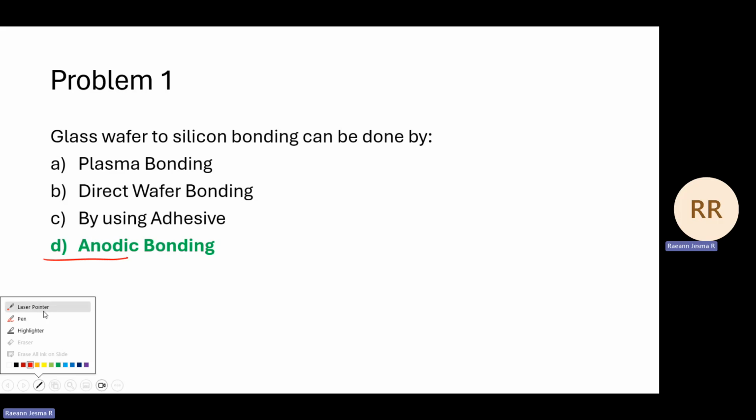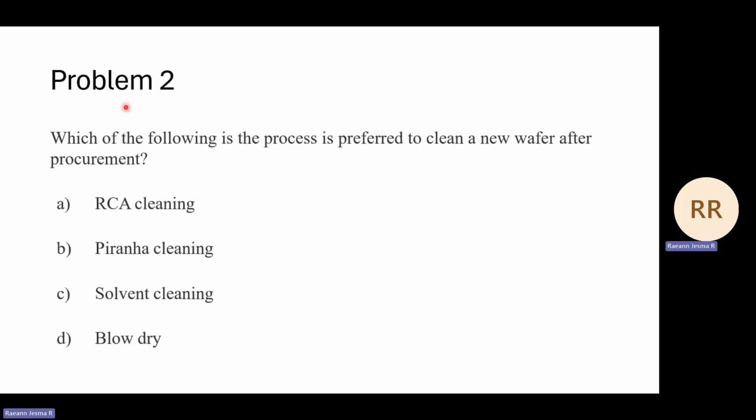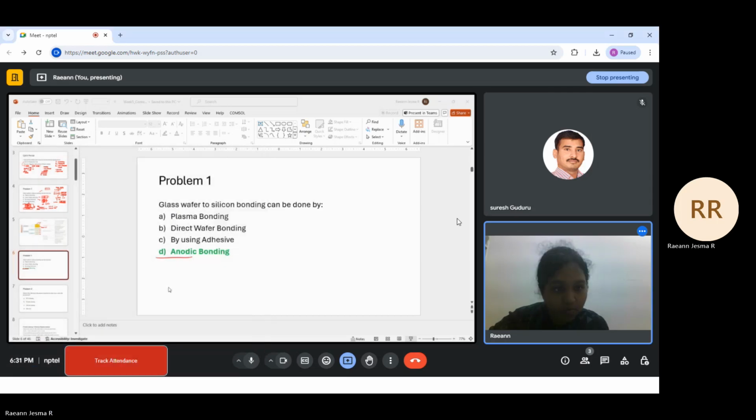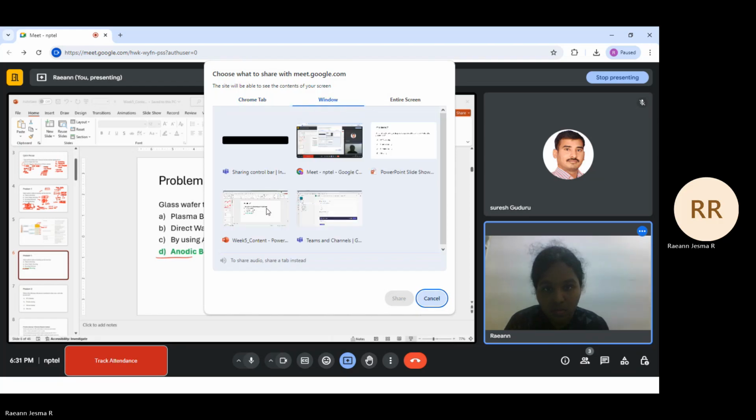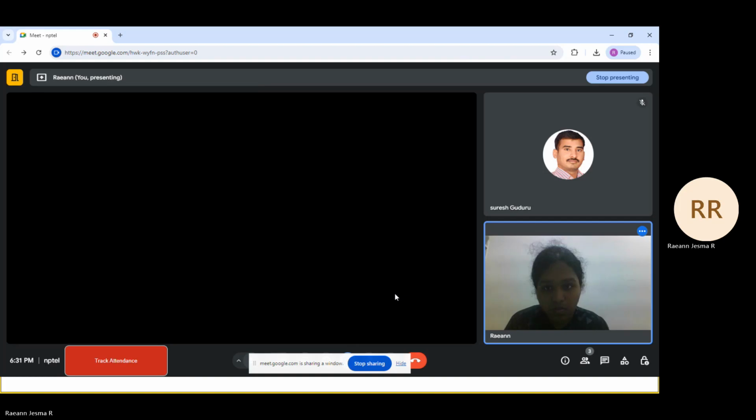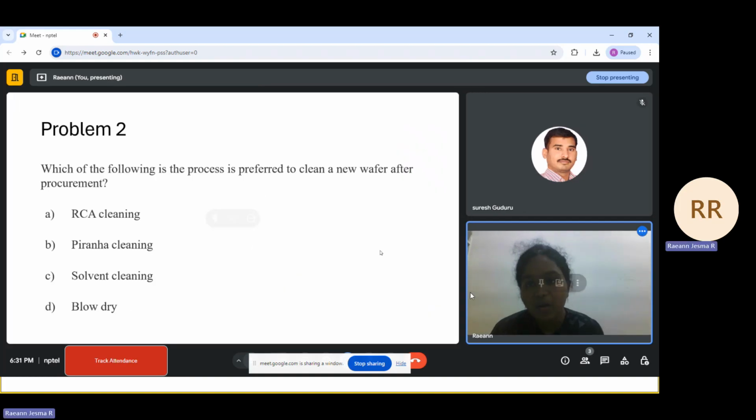Okay, so now let us move on to the next question. Problem 2. Which of the following is the process that is preferred to clean a new wafer after procurement? A is RCA cleaning, B piranha cleaning, C solvent cleaning, D blow dry. So what do you think is the correct answer? Any suggestions?